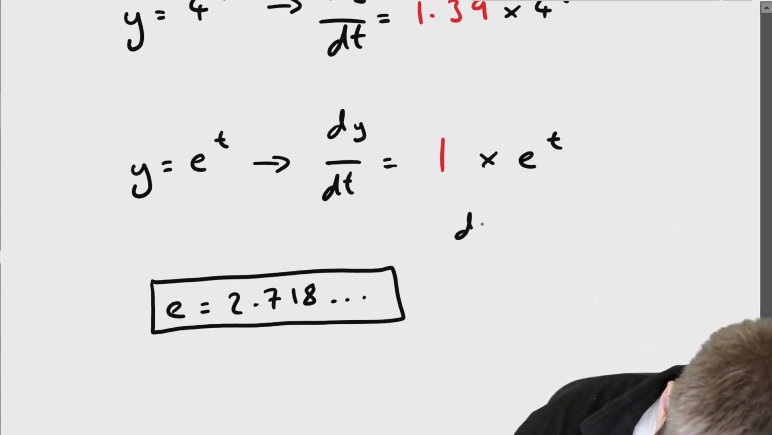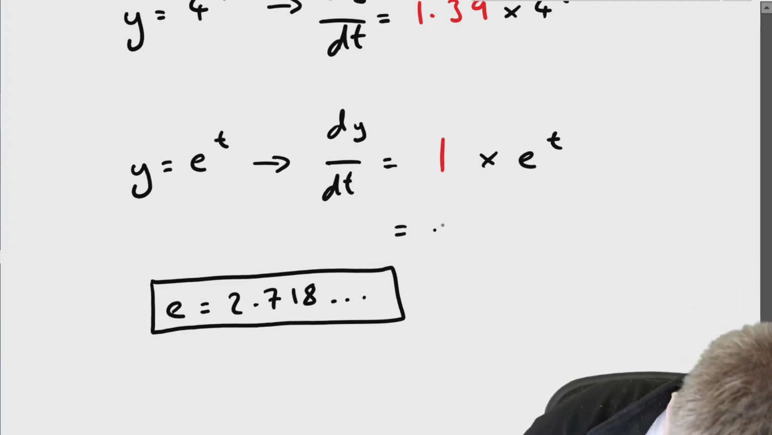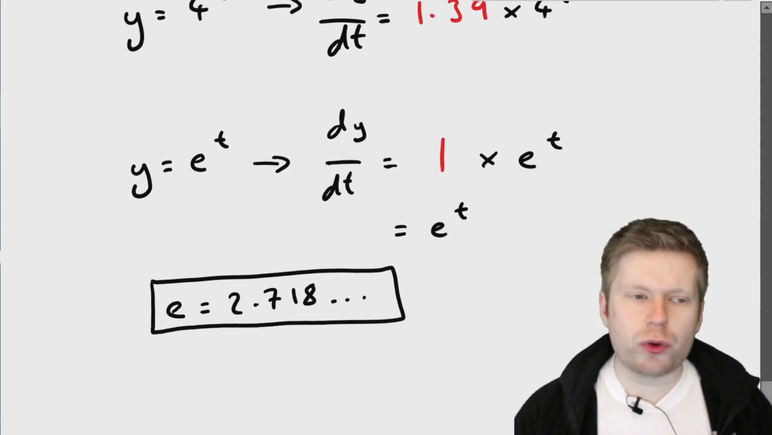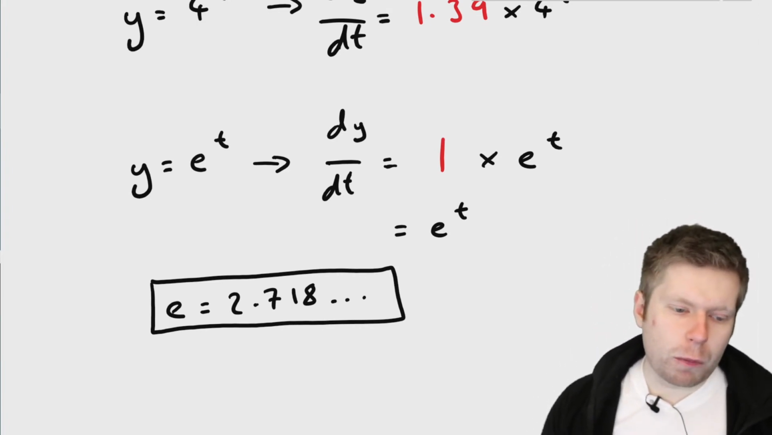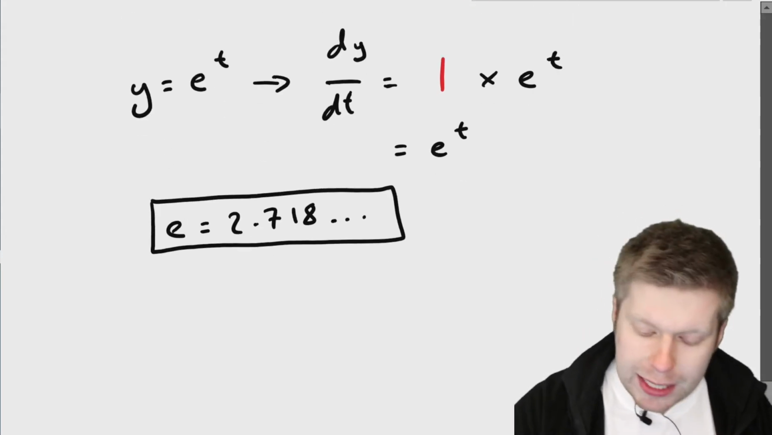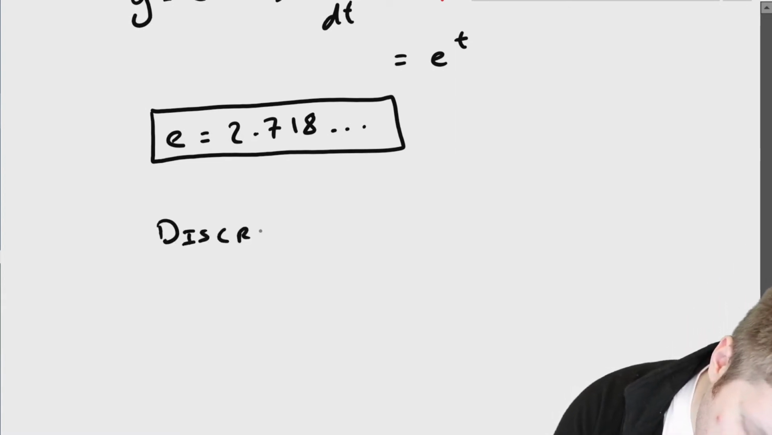So in that case, dy by dt is actually just equal to e to the power of t. Okay, it's actually just equal to e to the power of t. And that's a special growth situation, okay? Now, in this video, we're not actually going to explore where e comes from. It's basically the difference between discrete growth and continuous growth.